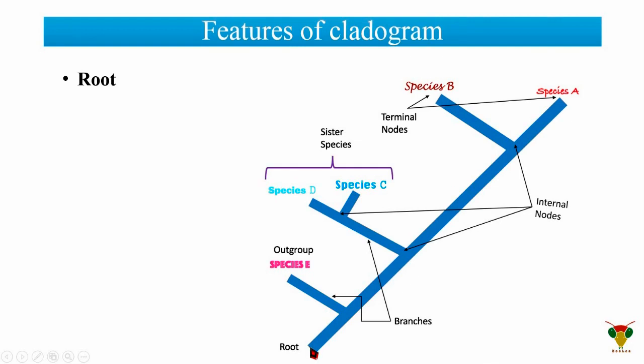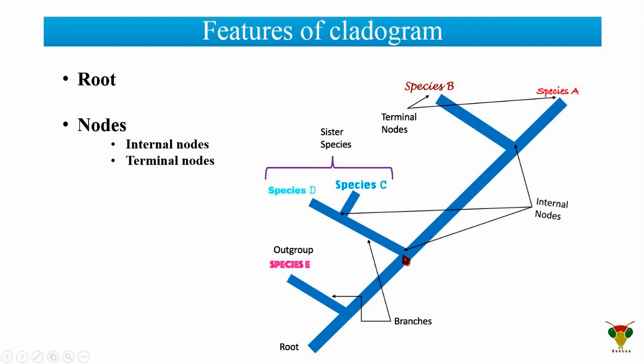Number 2. Nodes. There are 2 types of nodes. 1. Internal nodes and terminal nodes. What are internal nodes? Internal nodes or intersections on the cladogram show a point of divergence. The first internal node on the cladogram shown occurs when the ancestor of species E diverges from the ancestor of species D, C, B, and A.